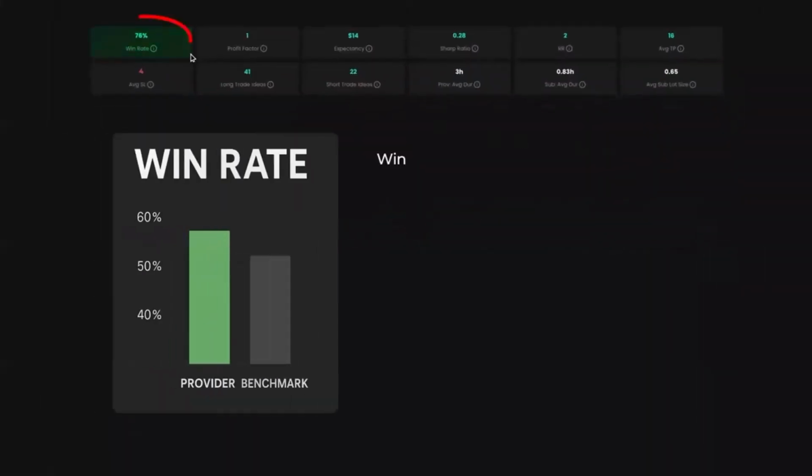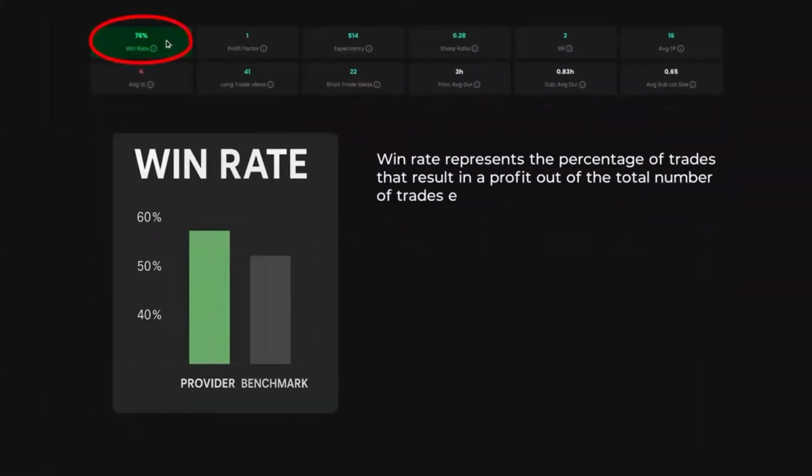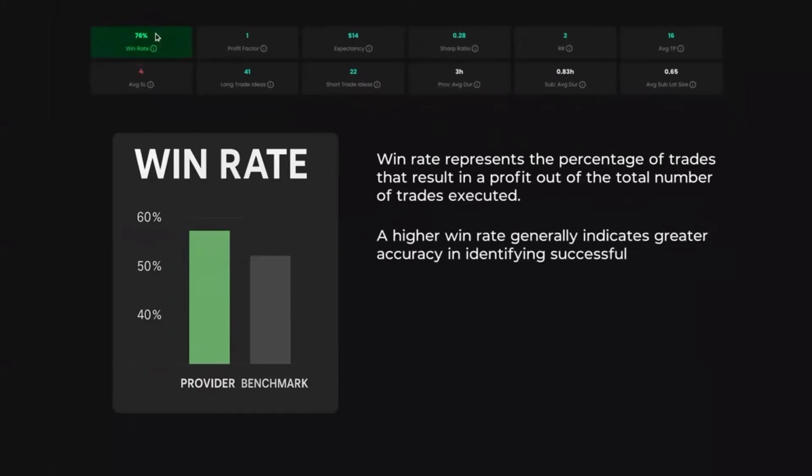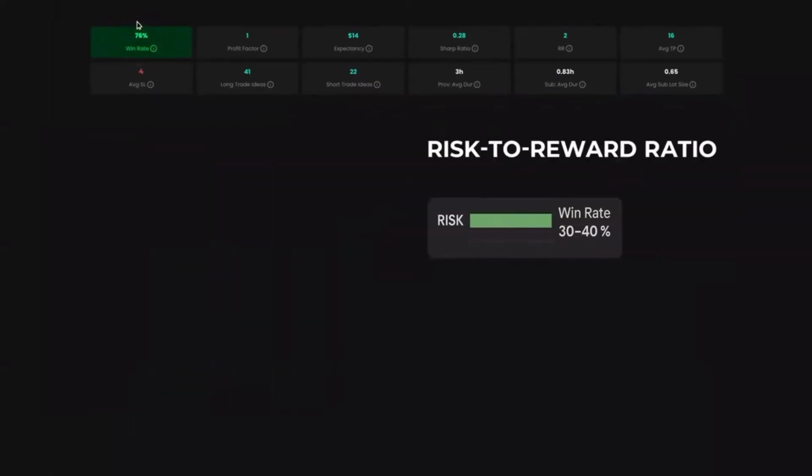Win rate represents the percentage of trades that result in a profit out of the total number of trades executed. A higher win rate generally indicates greater accuracy in identifying successful trade setups. However, it's important to consider win rate in the context of risk-to-reward ratios.